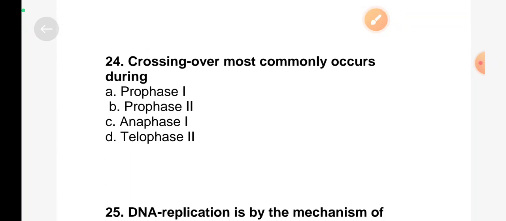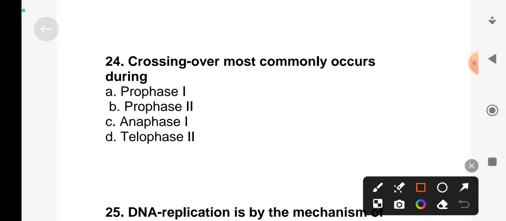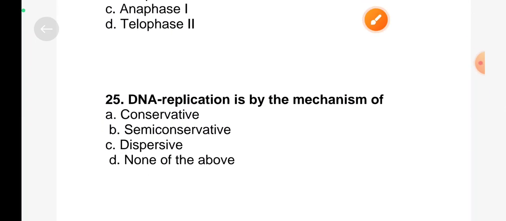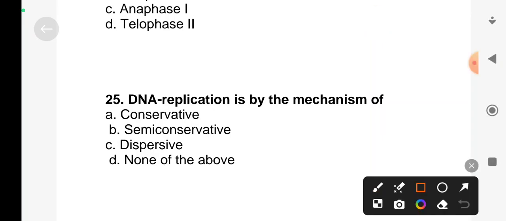Crossing over most commonly occurs during: option A, prophase 1; option B, prophase 2; option C, anaphase; option D, telophase. Correct answer is option A, prophase 1. Crossing over most commonly occurs during prophase 1. Next question. DNA replication is by the mechanism of: option A, conservative; option B, semi-conservative; option C, dispersive; option D, none of the above. Correct answer is option B. DNA replication is by the mechanism of semi-conservative.